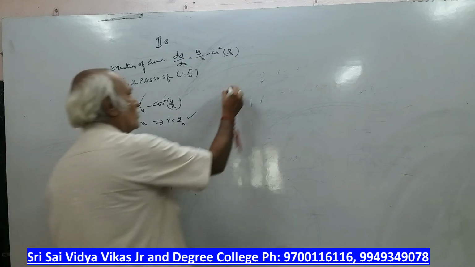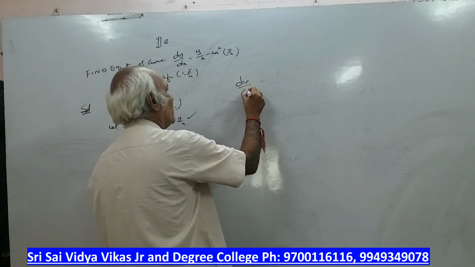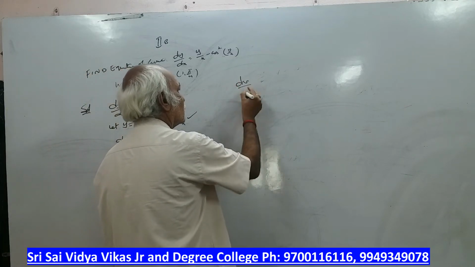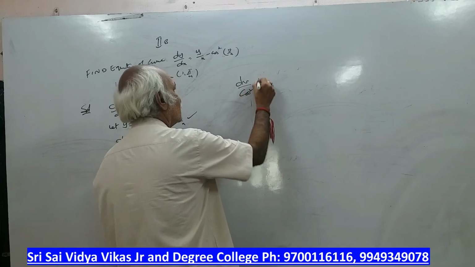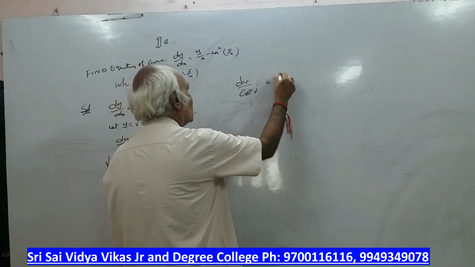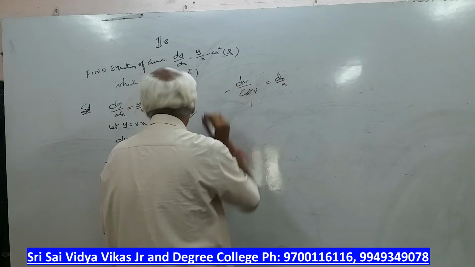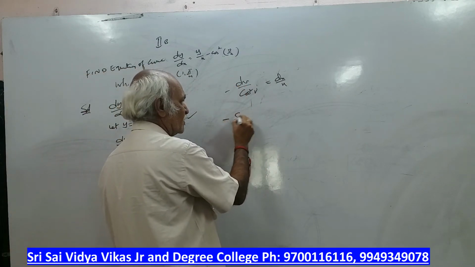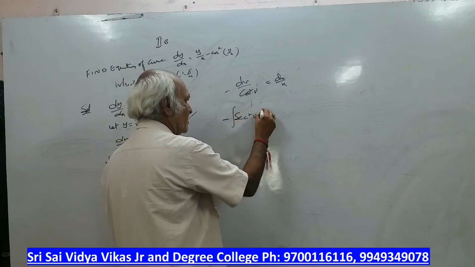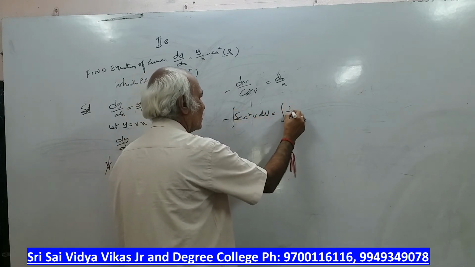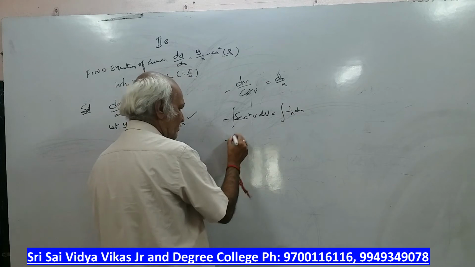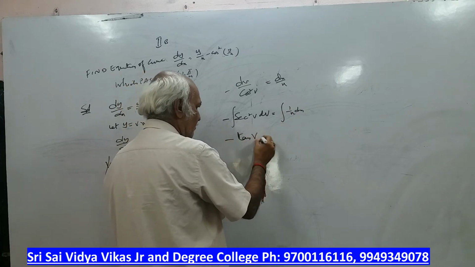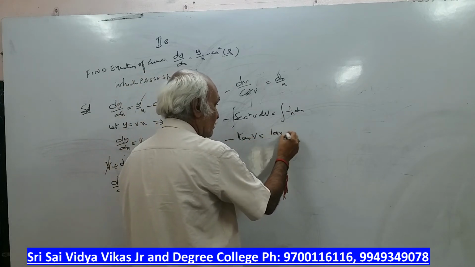Now variables separable. Same method as before. dv by cos square v is equal to dx by x with minus sign, because minus will come here. 1 by cos square is secant square v dv is equal to minus dx by x. What is the integration of this? Tan v is equal to minus log x plus c.